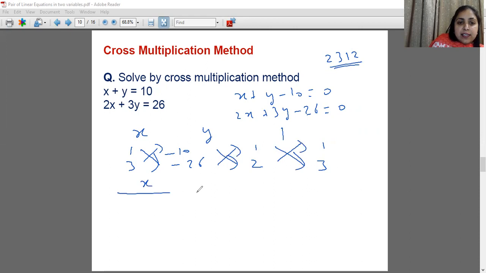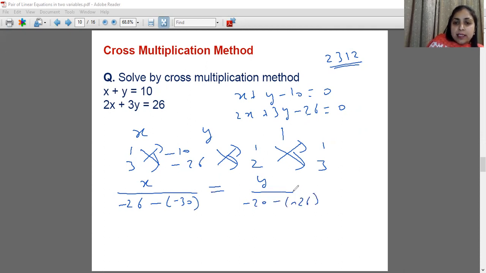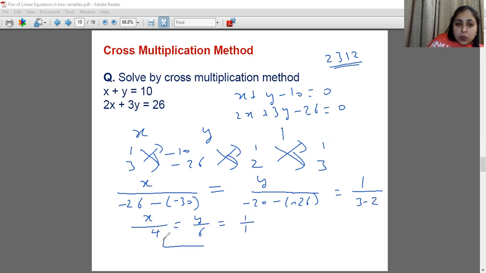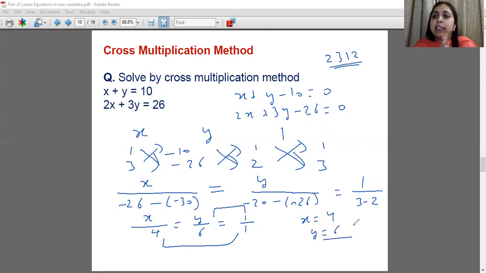Now we have x divided by 1 into minus 26, that is minus 26. Put the sign of minus. 3 into minus 10, that is minus 30, equals to minus 10 into 2, that is minus 20. Minus, put here minus, and this is minus 26, is equal to 3 minus 2. So we have x upon 4, y upon 6, and 1 upon 1. So equating this, I will get x is 4, and by this I will get y is 6. So this is the cross multiplication method.